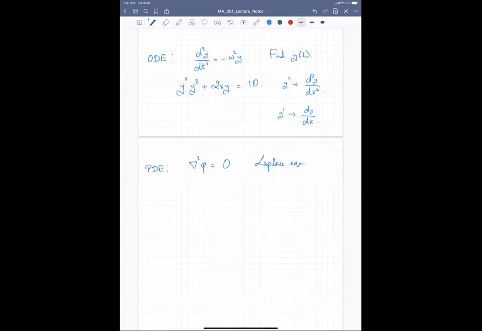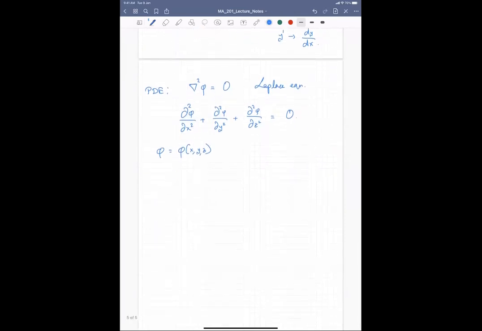If I spell it out in terms of the Cartesian coordinates, this will be d square phi over dx square plus d square phi over dy square plus d square phi over dz square equals 0. So phi here is a function of three variables, x, y, and z. And this differential equation involves derivatives with respect to all the variables x and y and z.